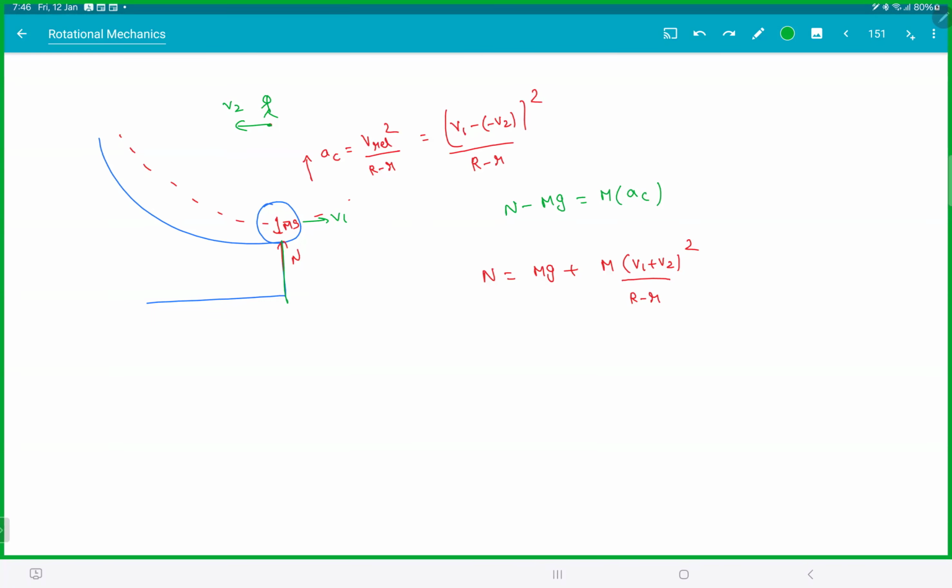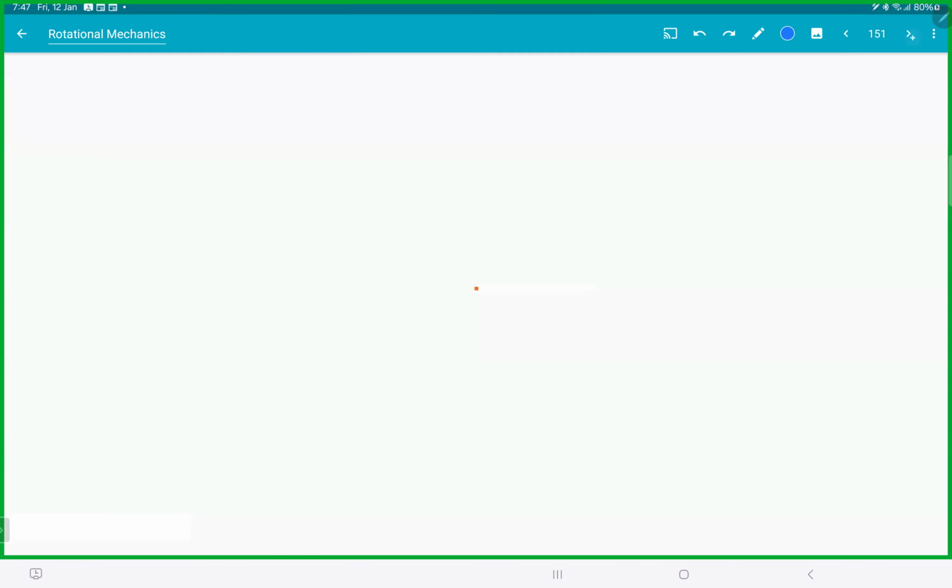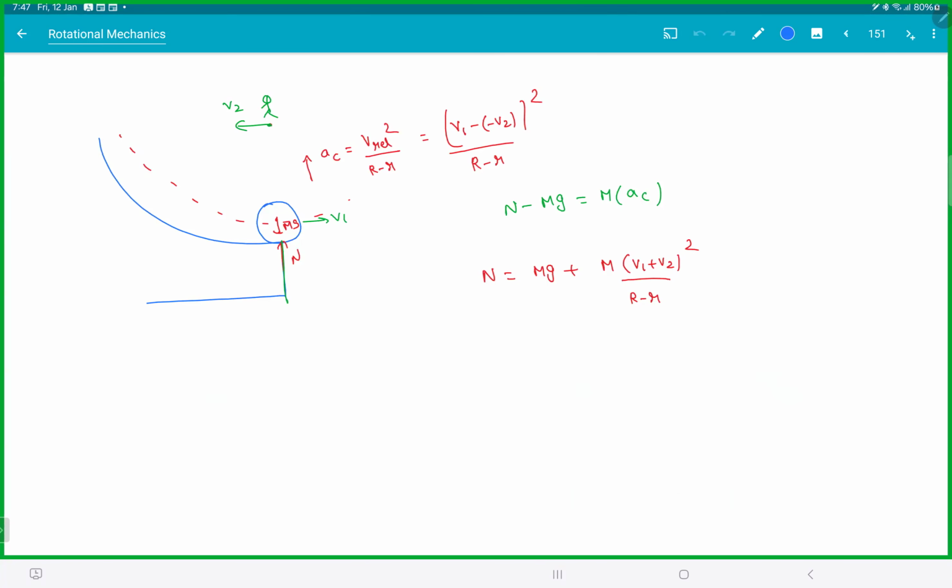Any doubts on this? It's a good one. Can I turn the page? Any doubts on this page? Please ask me. The momentum, the energy, and the no slipping condition. Perfect. Last one for the day.